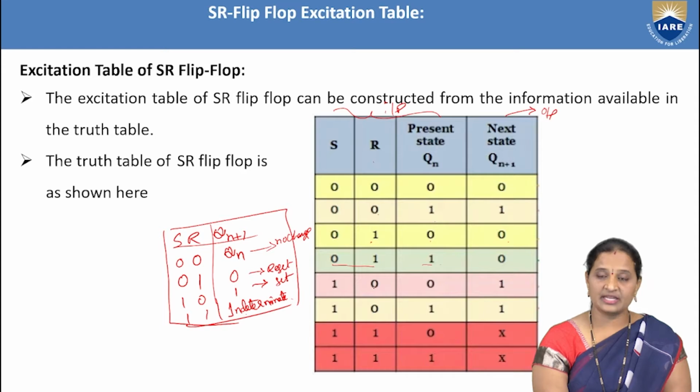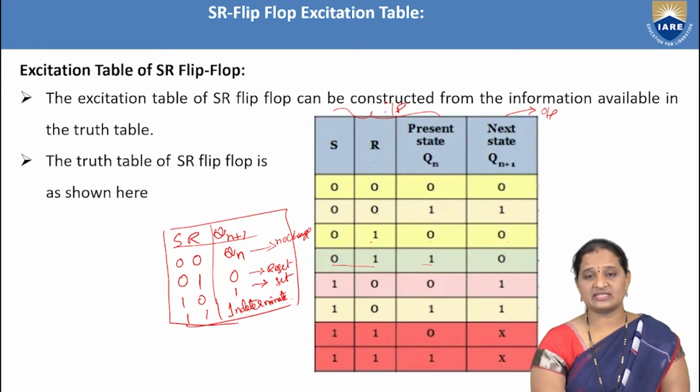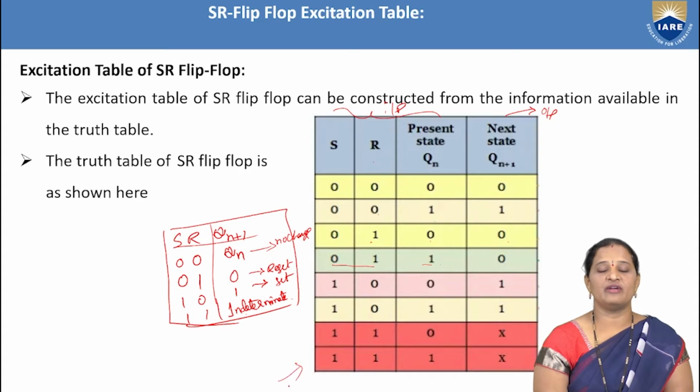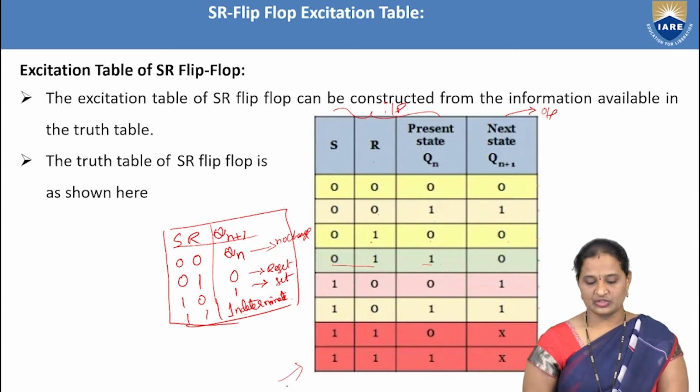Next, if the set input is 1 and the reset input is 0, then it sets the flip-flop irrespective of its present state. So whatever the present state may be, the flip-flop will be set to 1. Next, 1, 1: whatever the present state may be, it will be considered an indeterminate state, and the indeterminate state is represented as don't care. So this is the SR flip-flop truth table.